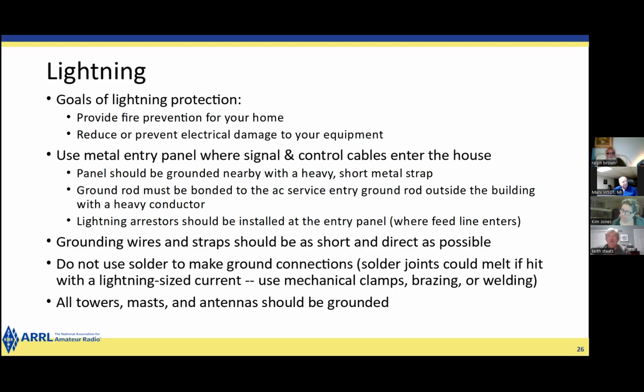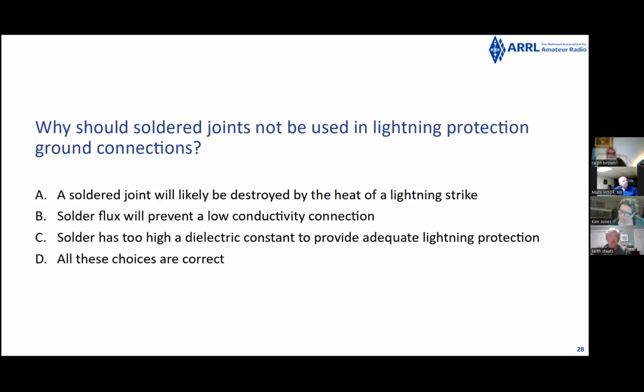All towers, masts, and antennas should be grounded. Why should solder joints not be used in lightning protection ground connections? Solder joint will likely be destroyed by the heat of a lightning strike. Solder flux will prevent a low conductivity connection. Solder has too high a dielectric constant to provide adequate lightning protection. All these choices are correct.